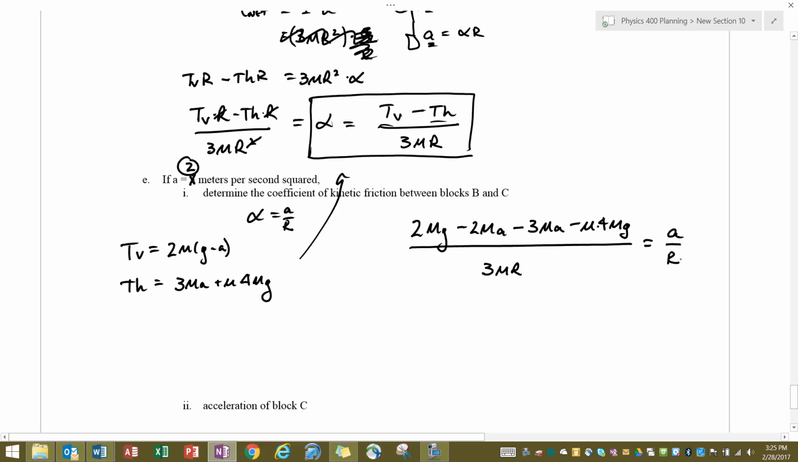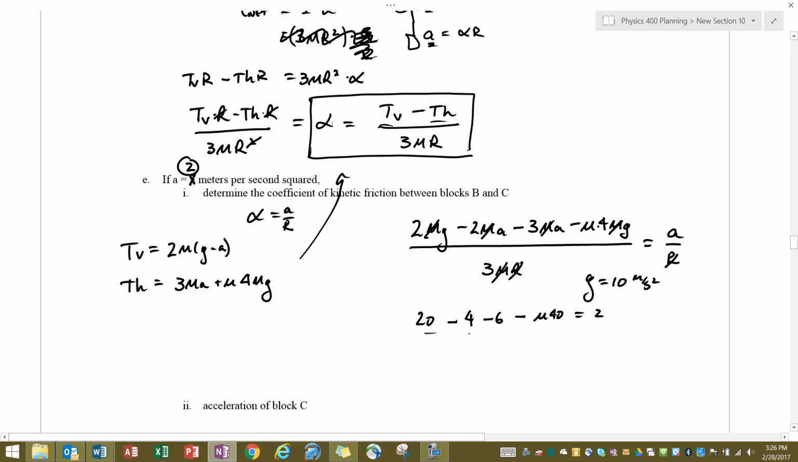Now we can cross off a bunch of stuff. M is in every term, so those cancel. And we have R over here. If we multiply both sides by R, that goes away. And then I'm going to work with G equals 10 so that I don't have to get out my calculator. So 2G is 20 minus 2A. A is equal to 2, so that's minus 4. 3 times A, that's 3 times 2, so minus 6. Minus 4 times G, that's 40 times mu. That's equal to A, which is equal to 2.